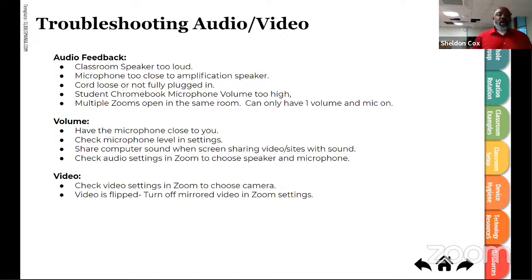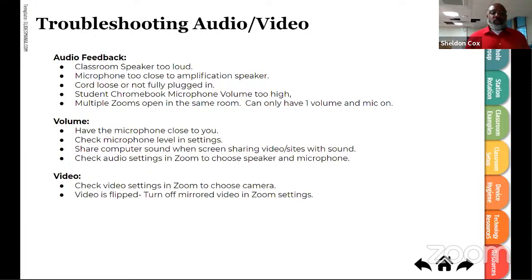Another issue is the students' Chromebook microphones and volume being too high. If there are students in the classroom and you're getting feedback, it could be that their microphones are turned on, so they're picking up your sound and the sound from your mic as well, and it's bouncing off each other. You might also have multiple Zooms in the same room. These are all reasons why you can have feedback. Other volume issues may be that the microphone is too close. You can change the level settings here, and we will create some instructions on how to configure these things for you on our RCSD Learns website.